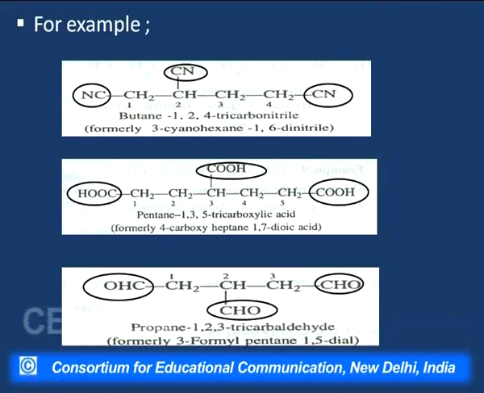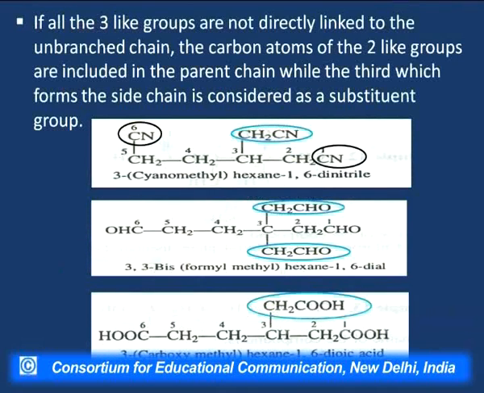Now in the case of aldehyde, again here we cannot take it as the parent chain, so they are named separately as tricarbaldehyde, that is propane 1,2,3 tricarbaldehyde. If we go on to the next example now, see, you have to distinguish. Initially there were 3 carboxylic groups or 3 cyano groups or 3 aldehyde groups which were attached to the main carbon chain. So when they were attached to the main carbon chain, they could not be included in the main carbon chain and we had to name them separately.